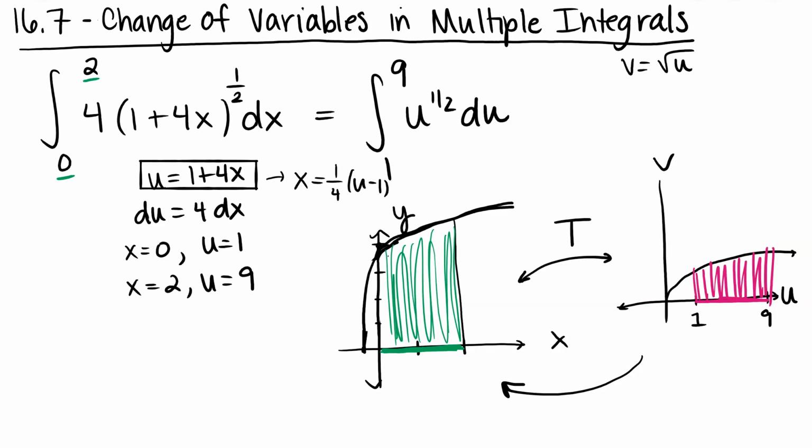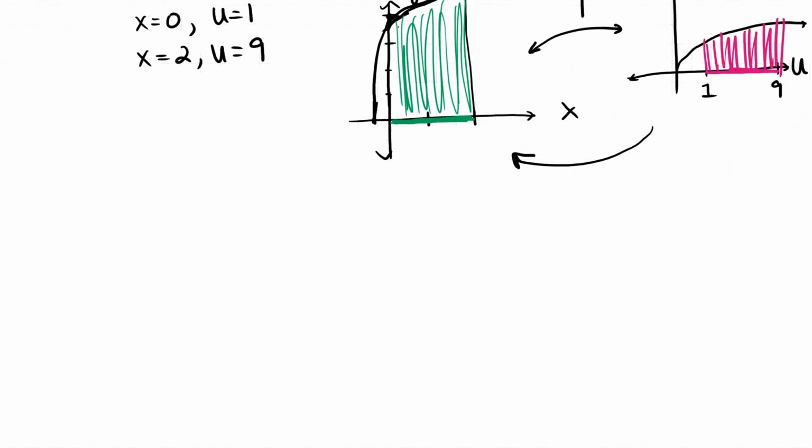So this would be u and this would be v. Okay, we've done this. I mean, we did this with substitution. We've actually already done it in multiple integrals. We just didn't really think of it that way in multiple integrals.